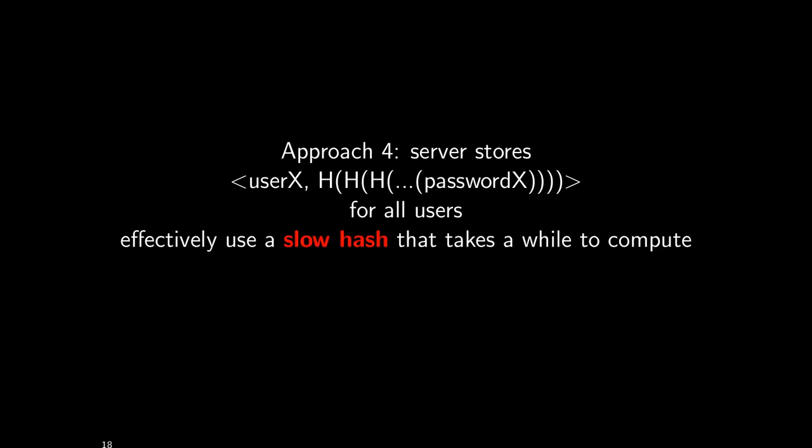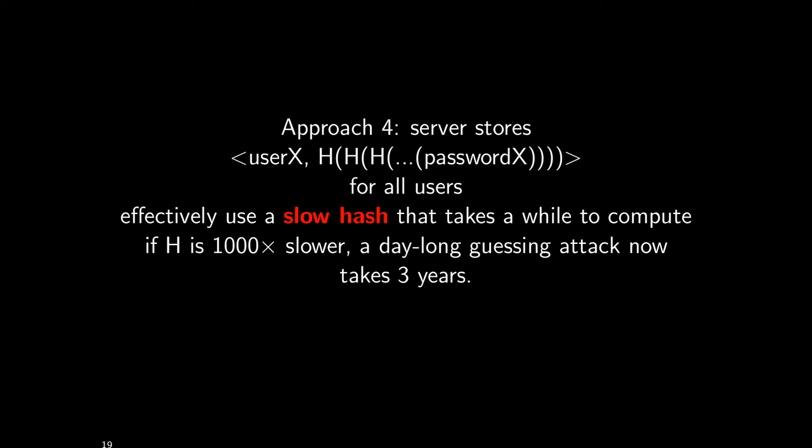In a sense, it's really just using a hash function that's slow. A slow-to-compute hash function. Intentionally slow. Not so slow that the server can't actually do anything anymore. It can still authenticate users. Maybe it takes half a second per user as opposed to a millisecond. But for the attacker, it's now very, very slow to mount these attacks. In particular, if the hash function h is 1,000 times slower, then a password guessing attack that would normally take a day would now take 3 years.